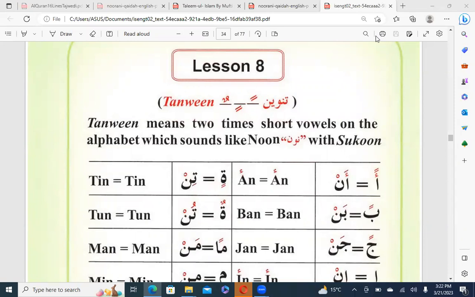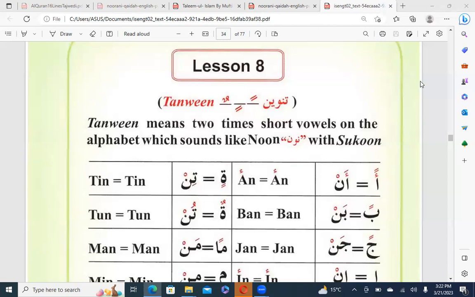Dear students, today we will learn about the lesson tanween. Tanween means two fatha, two kasra or two zamma, and the other name of tanween is dui zabar, dui zer, dui pesh in Urdu, Hindi and Bengali, and in Arabic, fathataini, kasrataini and dammataini. So these are the names of the tanween.